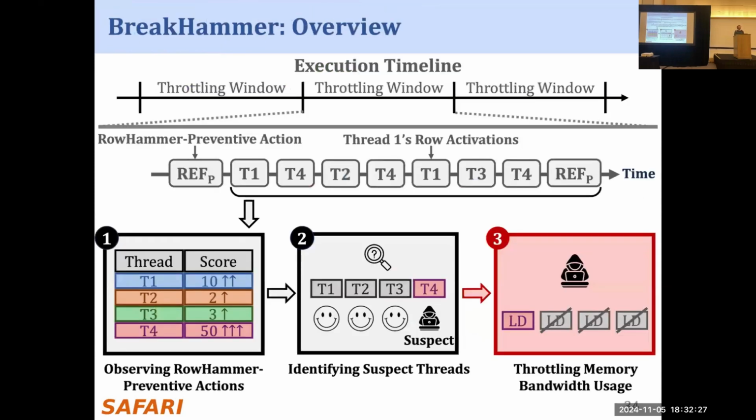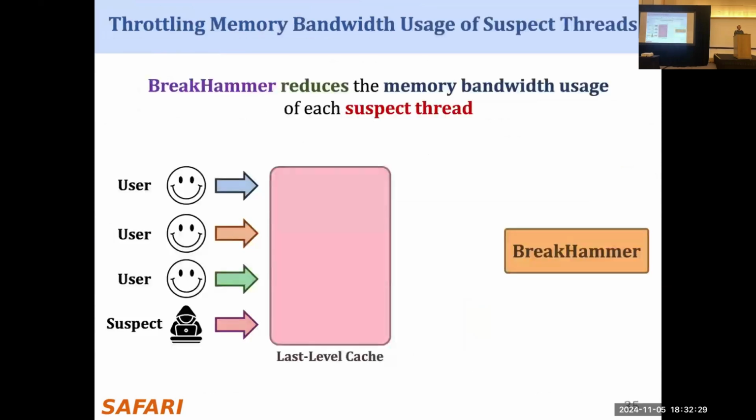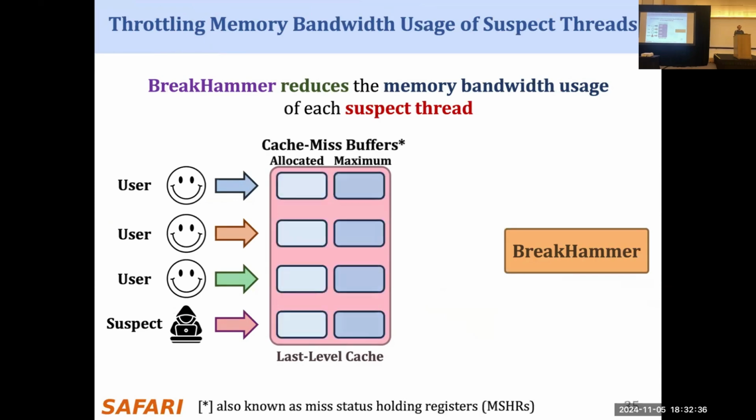Lastly, let's look at how BreakHammer slows down memory accesses. There are many ways to reduce the memory bandwidth usage of a hardware thread. For our implementation, we chose to limit the allocatable cache miss buffers in the last level cache. These buffers track the memory requests that miss the last level cache and are currently being serviced by the main memory. At system boot, all threads have 0 allocated cache miss buffers, and if they need to, they can allocate all of the cache miss buffers.